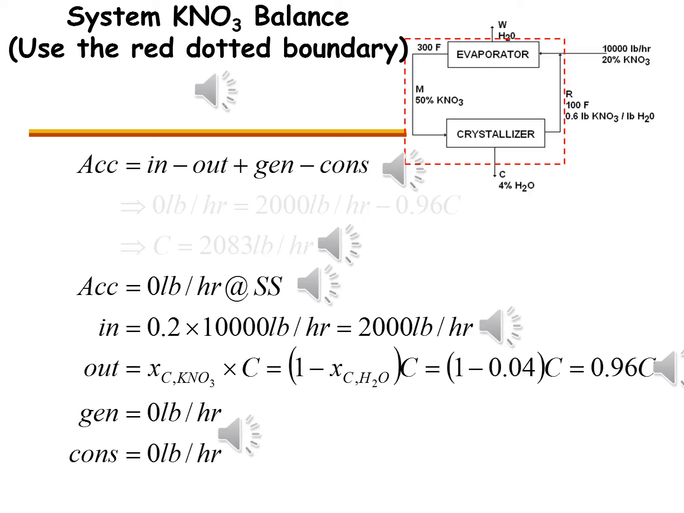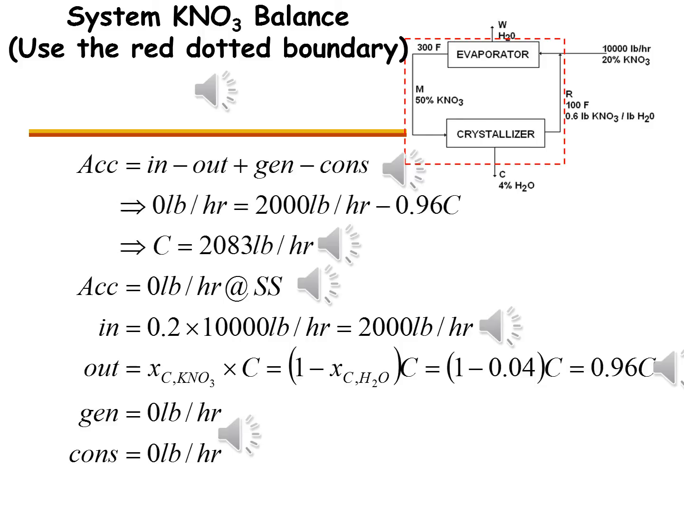No reaction takes place in the system. There only is a physical removal of water associated with the salt. Hence there is no generation or consumption of the salt. Substituting all this in the general balance equation, the flow rate of C can be calculated.